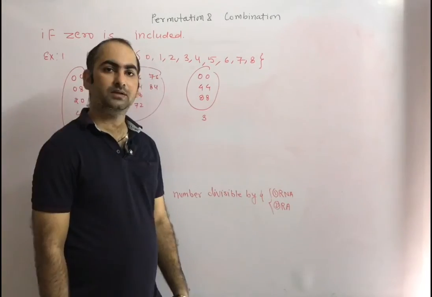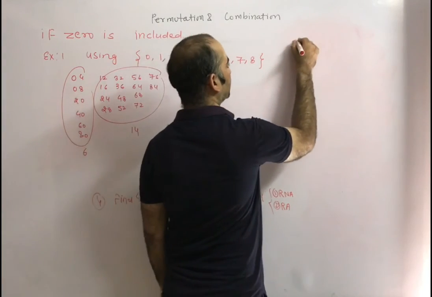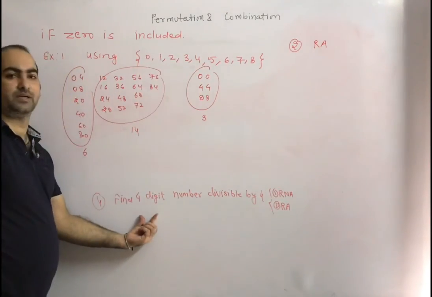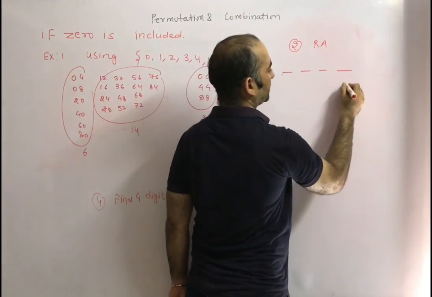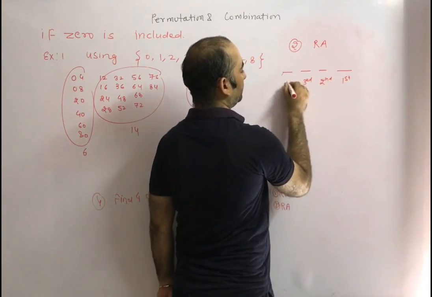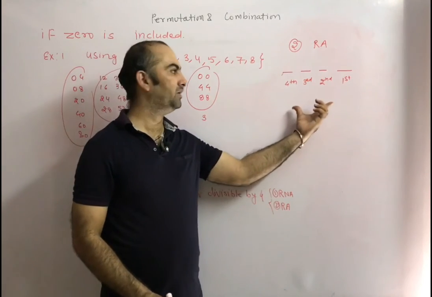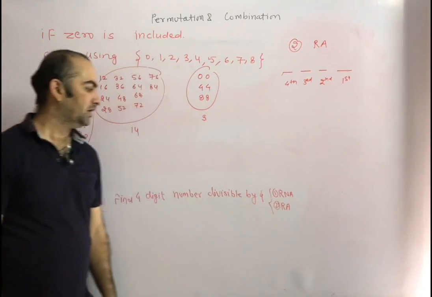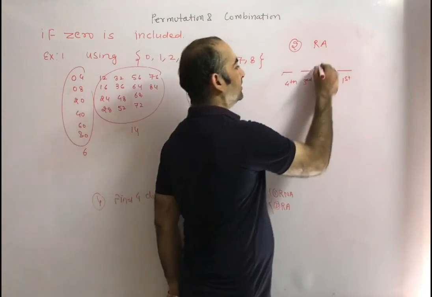Second part is repetition allowed. So now we are doing the second part, that is repetition allowed. Here also we want a 4-digit number. So that means we have 4 places, 1, 2, 3, 4: first, second, third and fourth. That means we have to fill all the 4 places because we want a 4-digit number. Now we want the number to be divisible by 4. That means the last 2 digits should be divisible by 4.